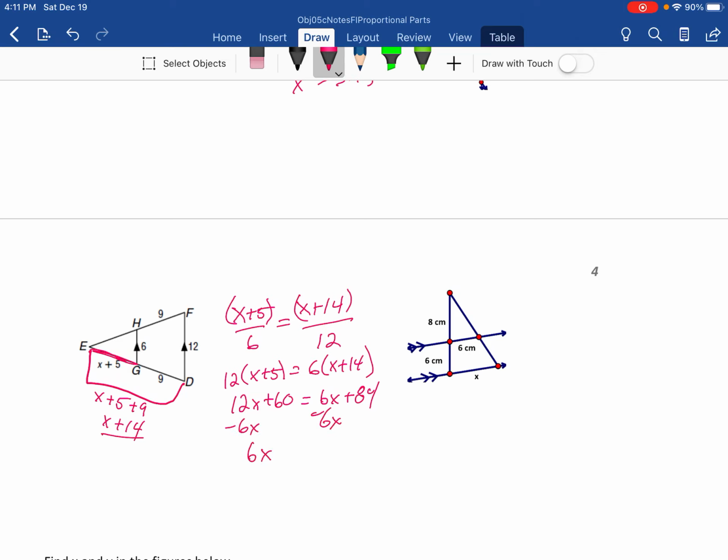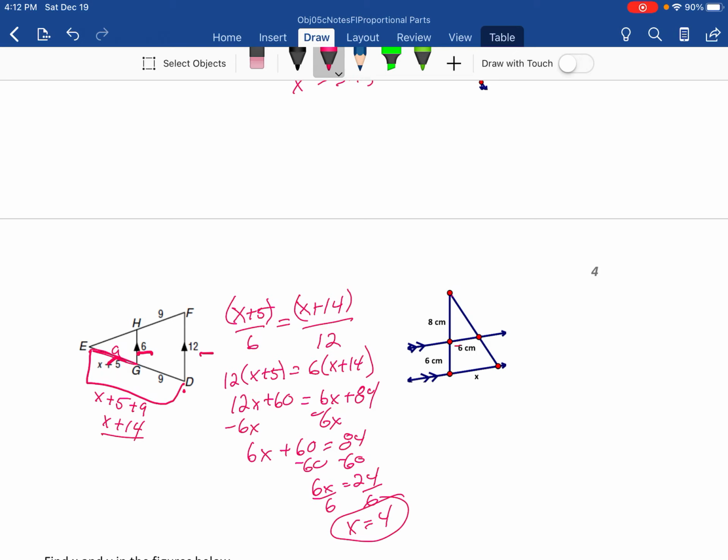I subtract 6X. 6X equals 24, divide by 6, X is equal to 4. Now I put 4 in, is 9 over 18 the same thing as 6 over 12? It is indeed. So you practice this with this one.